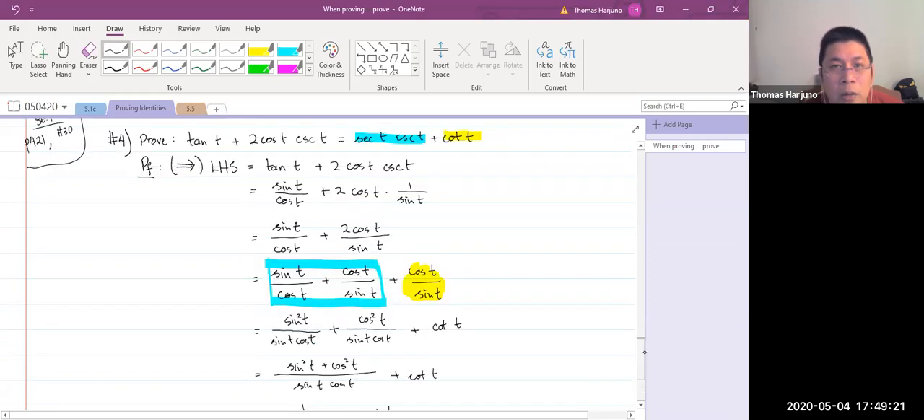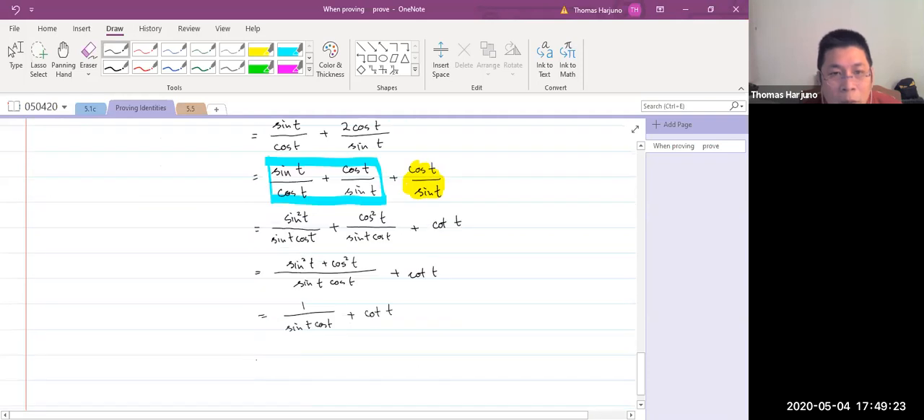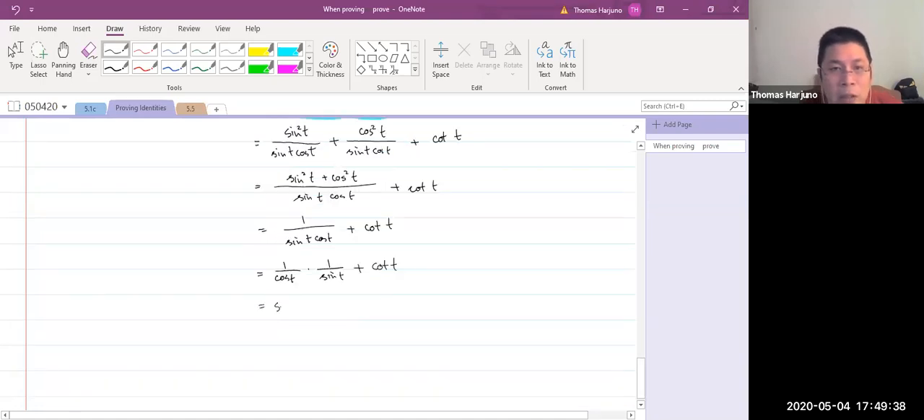Well, secant cosecant. Then I will write that as 1 over cosine t times 1 over sine t plus cotangent t. That's secant t cosecant t plus cotangent t. That's what we have on the right hand side.